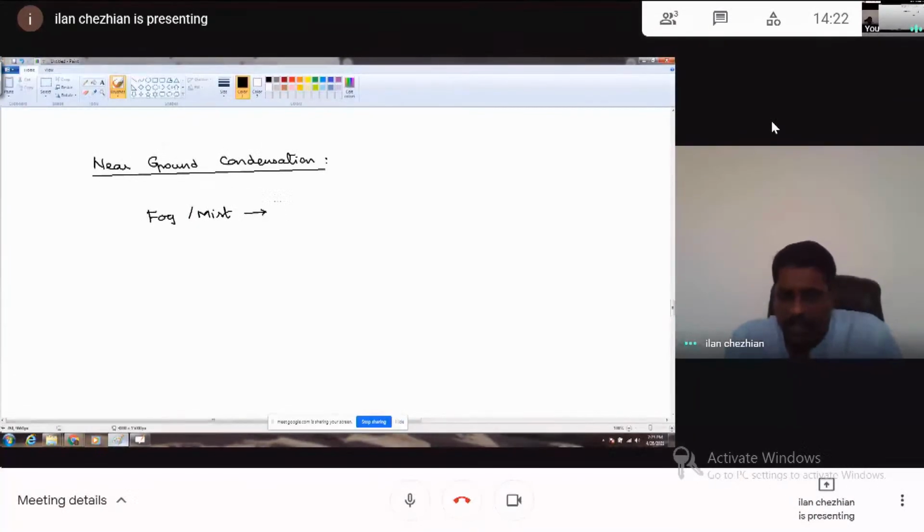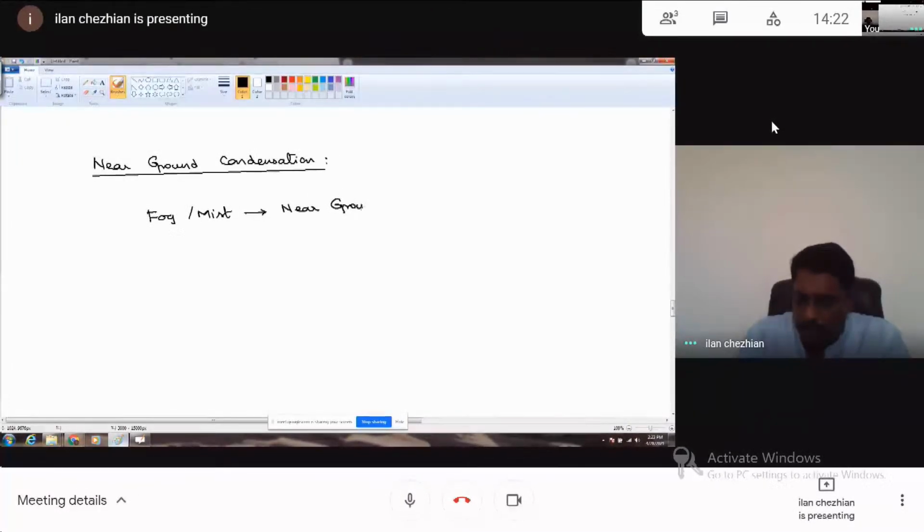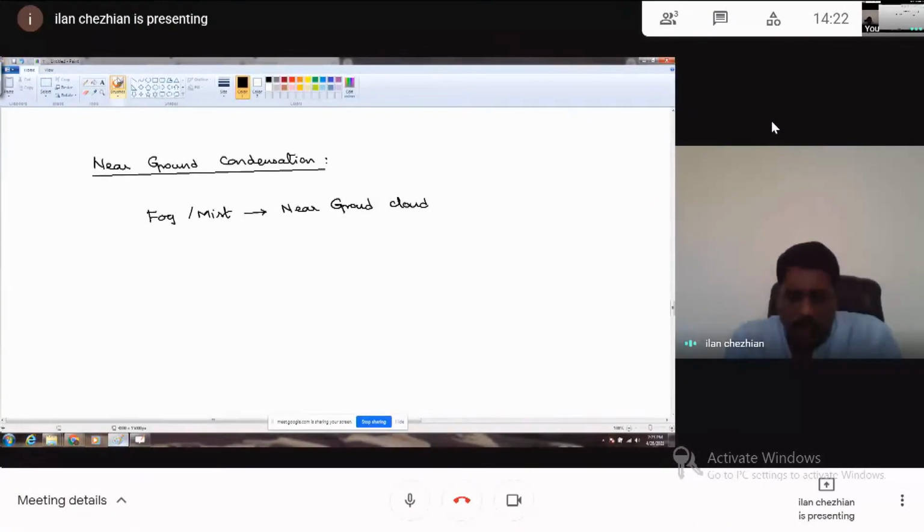Simple definition, as a layman, if you ask me. Fog or mist is nothing but a near ground cloud. This is what I call fog or mist. It's nothing but a near ground cloud.